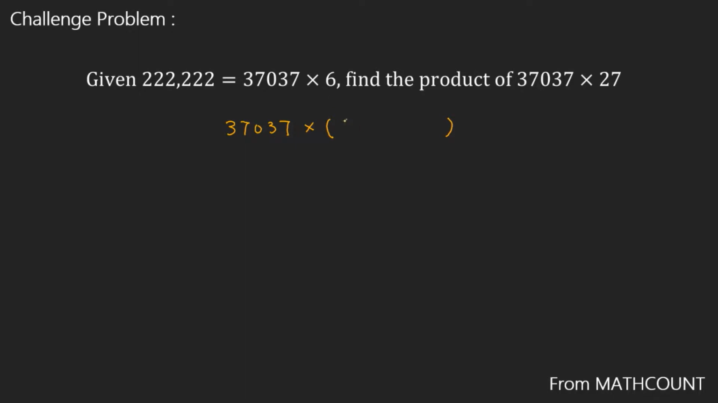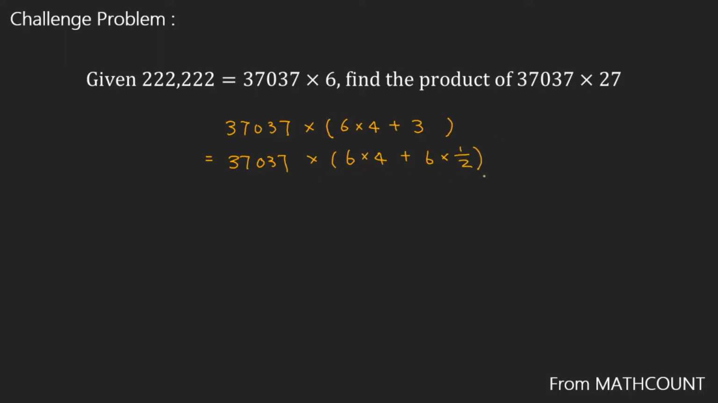Now 27, we're going to find the relationship of it with 6. 27 is 6 times 4 plus 3. Okay, so you take a look here. 3 is also related to 6. 3 is 1/2 of 6. So this becomes 37,037 times 6 times 4 plus 6 times 1/2.